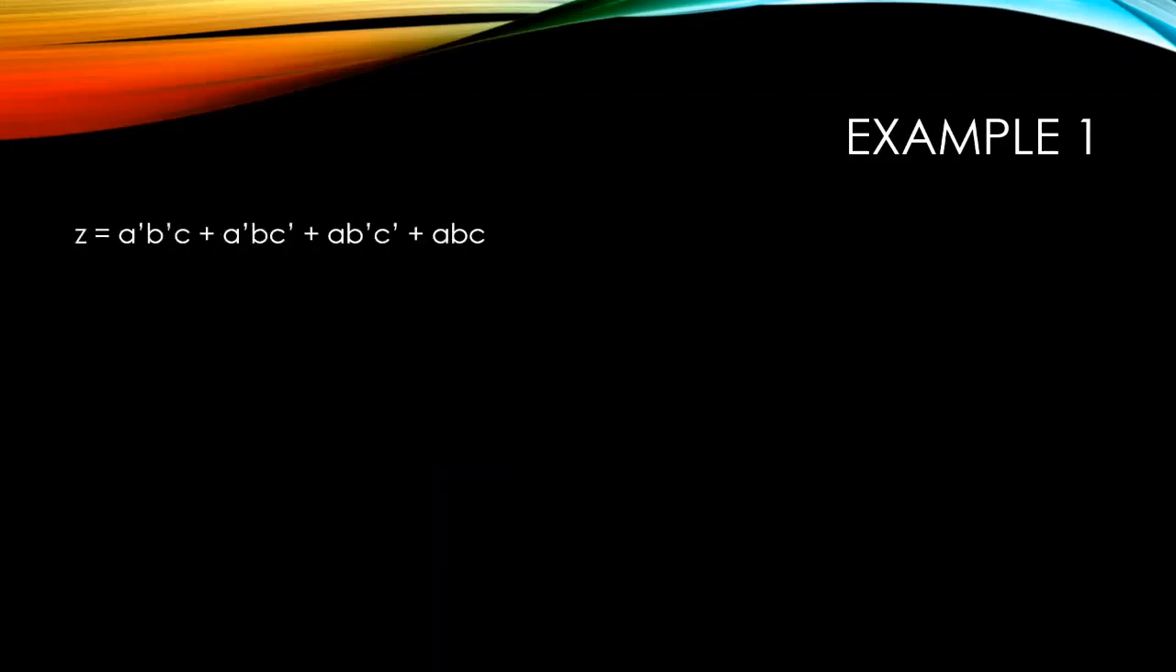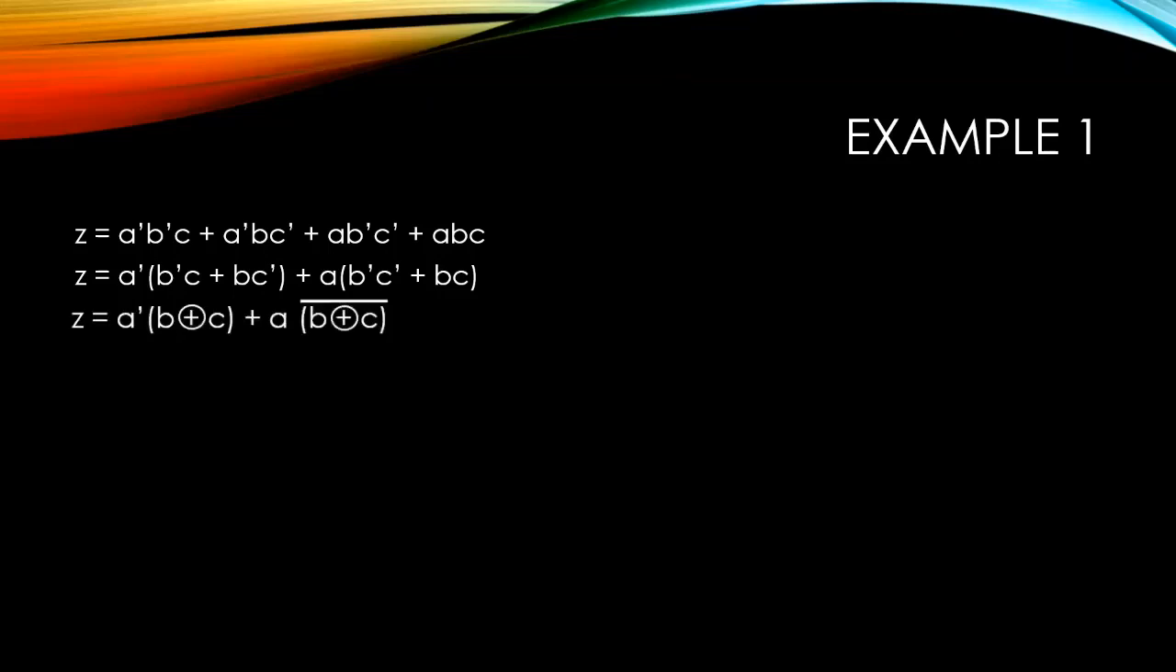Okay, so from this equation, let's factor out A naught for the first two terms and A for the last two terms. So this will be the result. And inside the parentheses, what can we say? This is the extended version of XOR and then XNOR. So therefore, let's write it using the XOR and XNOR gate. This will be the result.